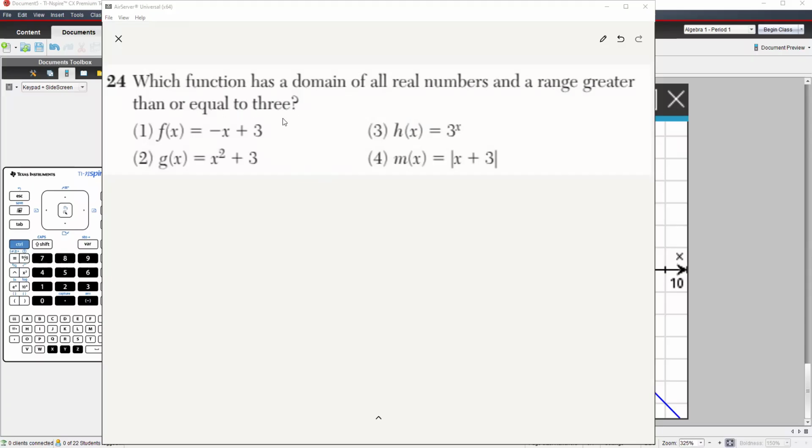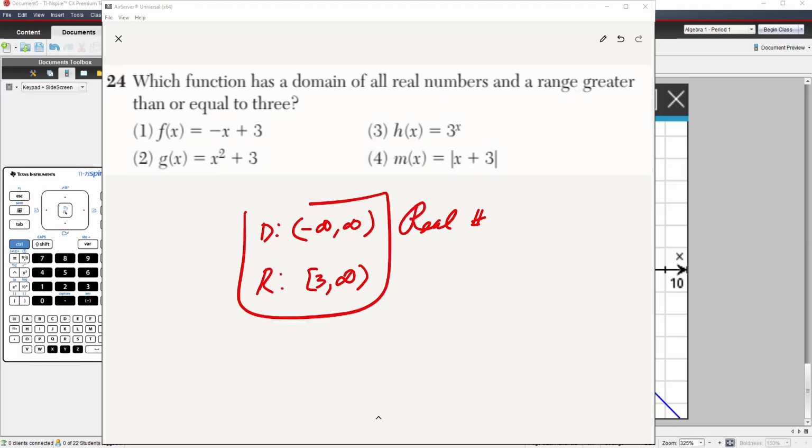to 3? Okay, so we're going to look at each one of these functions and determine which one meets both of these requirements. So basically the domain has to be from negative infinity to positive infinity. That's the same thing as all real numbers. And then the range has to be greater than or equal to 3, so that means 3 up to infinity. That's what we're looking for in the range. This is all real numbers, by the way. All right, so this is what we're looking for. We want this. So let's go look.